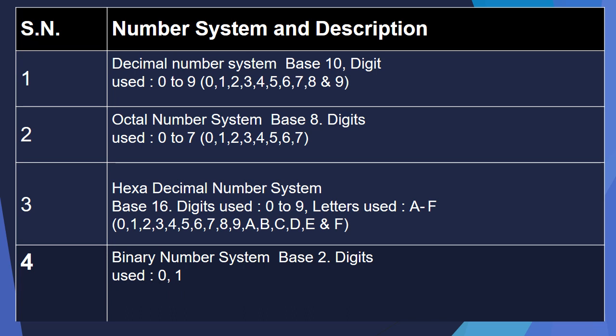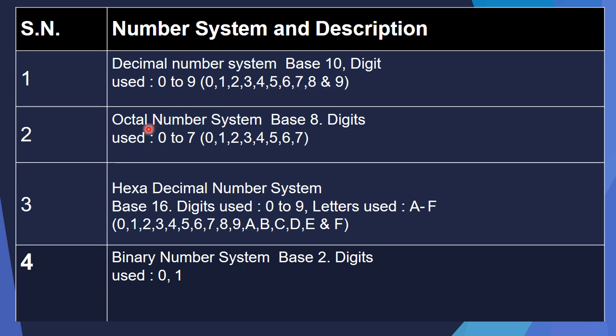Now the different number systems have different base numbers. The different number systems are: first one is the decimal number system. You can see over here this decimal number system, base 10, and the digits used are 0 to 9, that is 0, 1, 2, 3, 4, 5, 6, 7, 8 and 9.